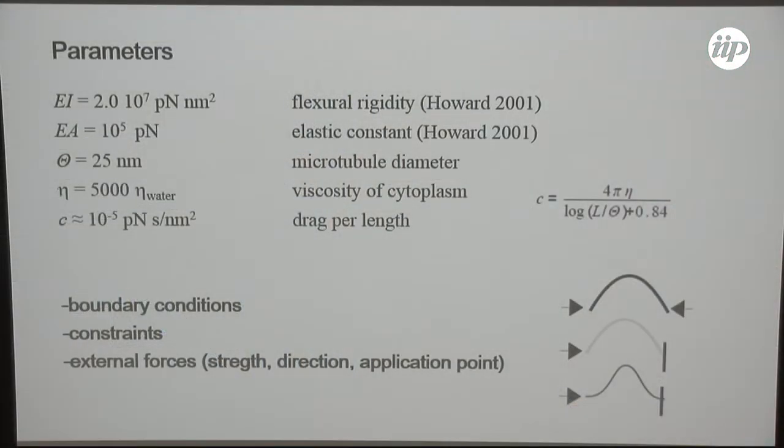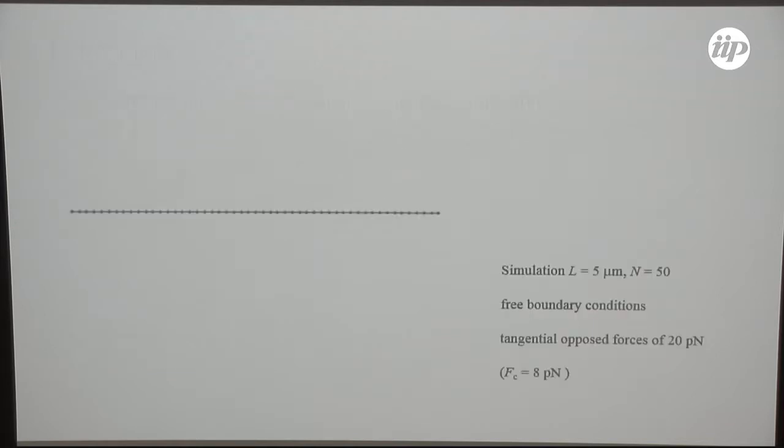So here, of course, we have the constraints, but these are the geometrical constraints given by the situation. And we can add to the model, of course, external forces with different strengths and directions, and the evolution depends, of course, on where the force is applied. So this, for example, is just a simulation with free boundary condition. We're considering just two equal forces at the tips. They are bigger than the critical force.